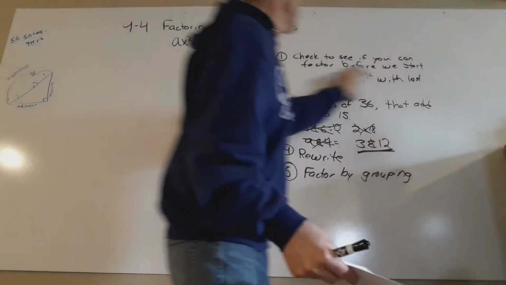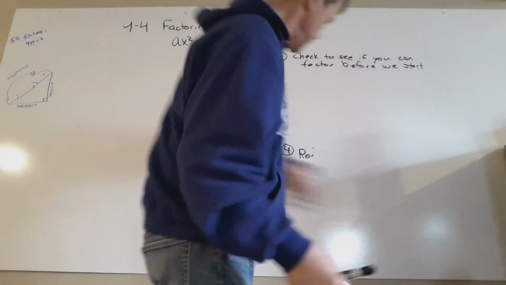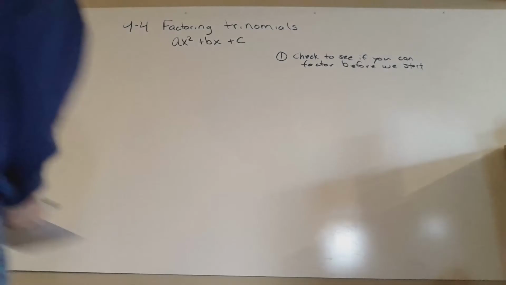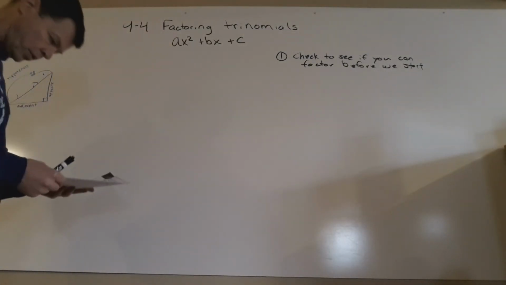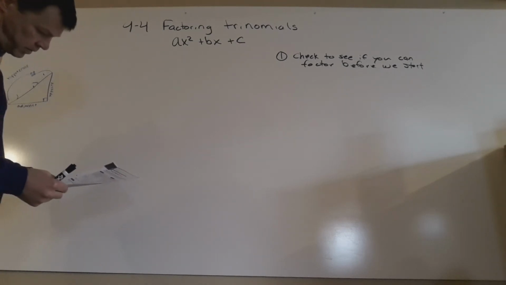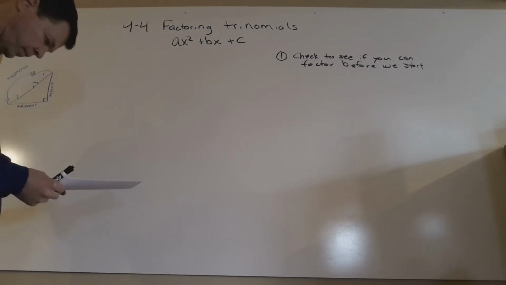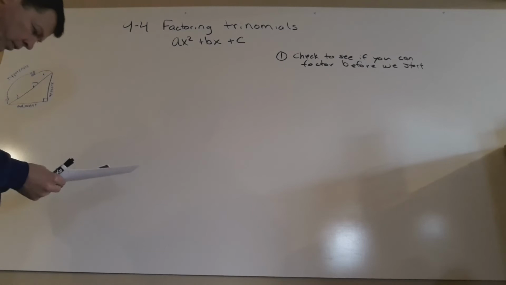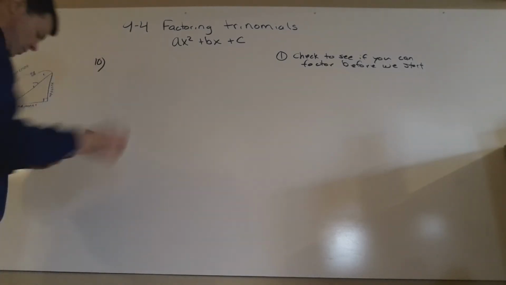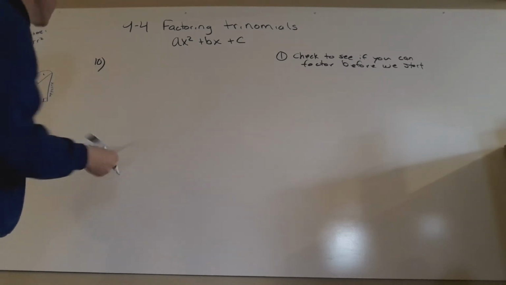I'm going to leave that up how it is. Let me look for one in here. This is number 10: 8x squared minus 4x minus 24.